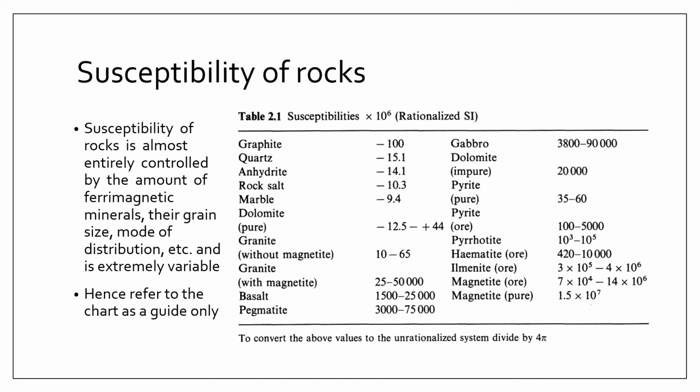All right, now let's talk about the magnetic susceptibility of rocks. In this case, the magnetic susceptibility of rocks is almost solely controlled by the amount of ferrimagnetic minerals like magnetite, ilmenite, titanomagnetite, as well as how much of these minerals you have, how they are distributed, what their sizes are, and so on. So the magnetic susceptibility of rocks tends to be highly or extremely variable, and this is quite clearly reflected in this chart.